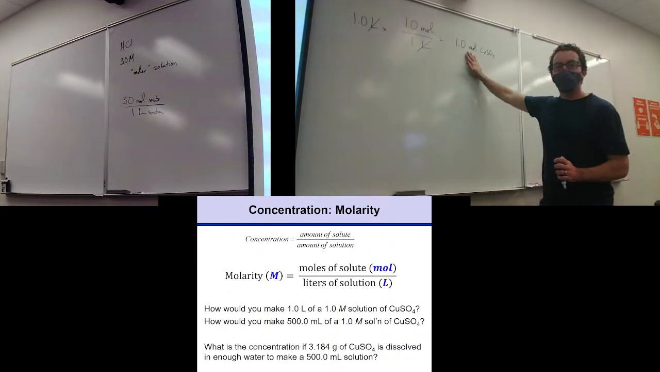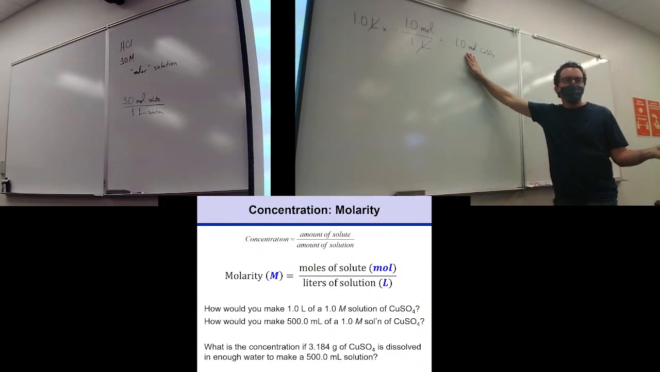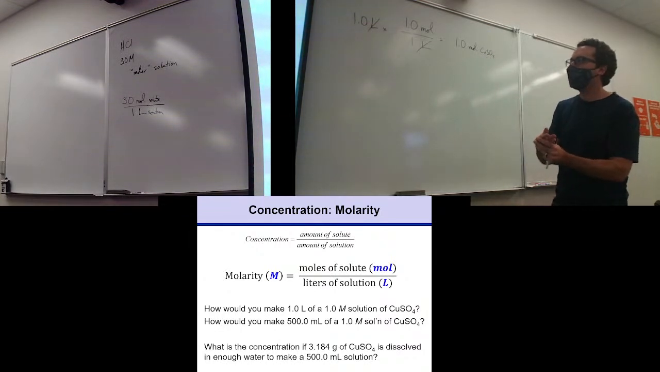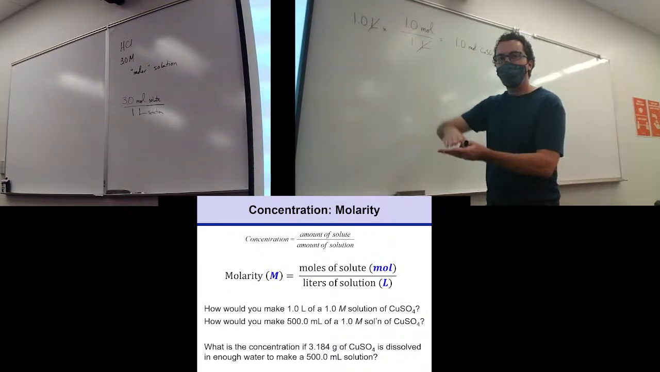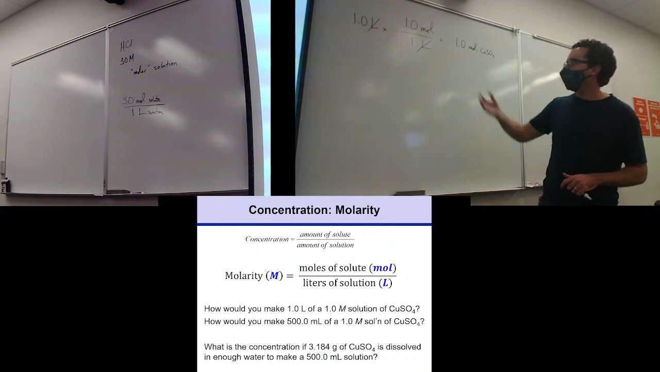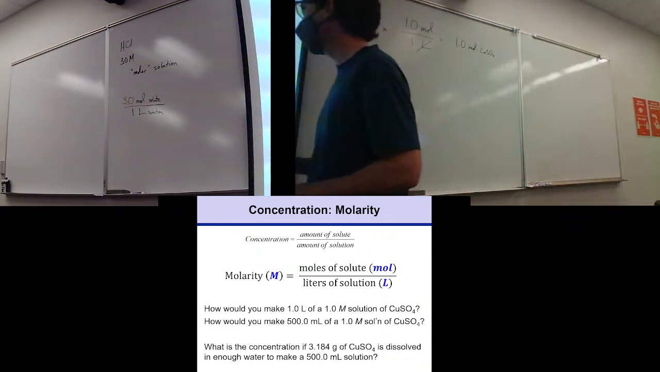So I would measure out 1 mole. How would I measure out 1 mole? Convert to grams using a molar mass. Figure out what the mass of copper sulfate I need. Weigh it out. Put it in my flask. And then add enough water until you've got a whole liter of solution. That's how I'd make a 1 molar solution of copper sulfate.